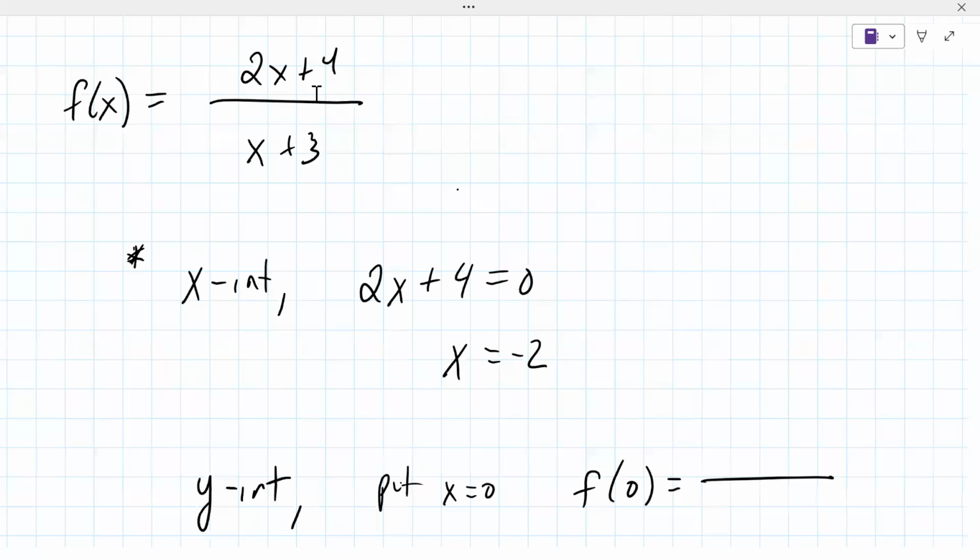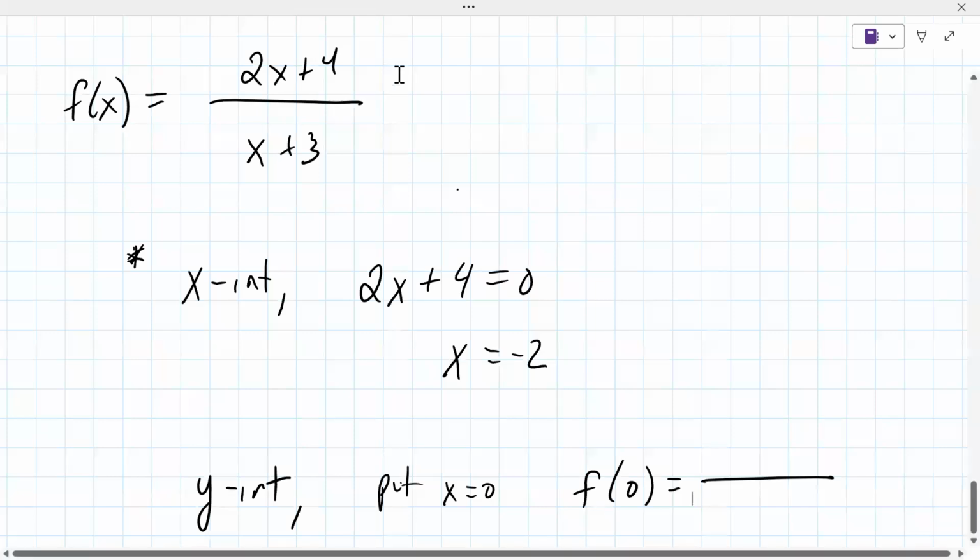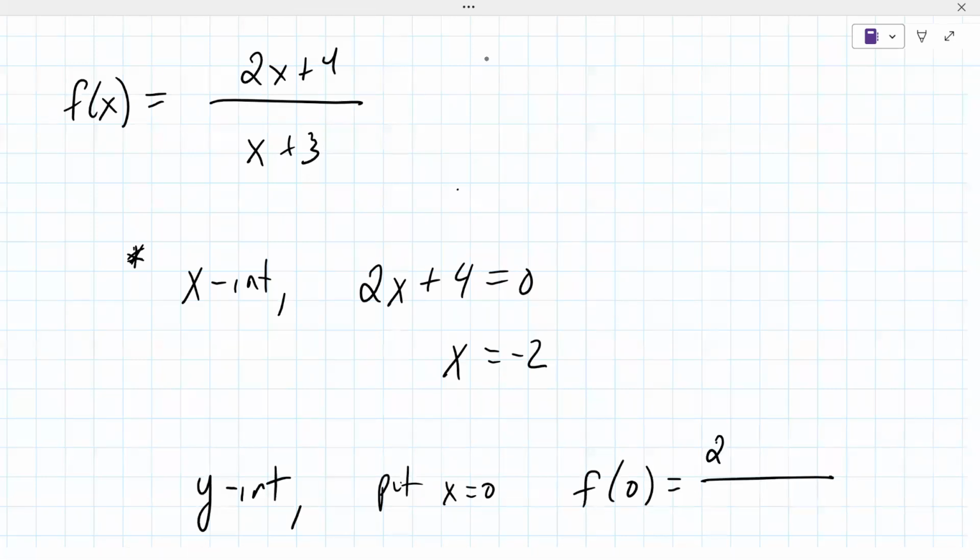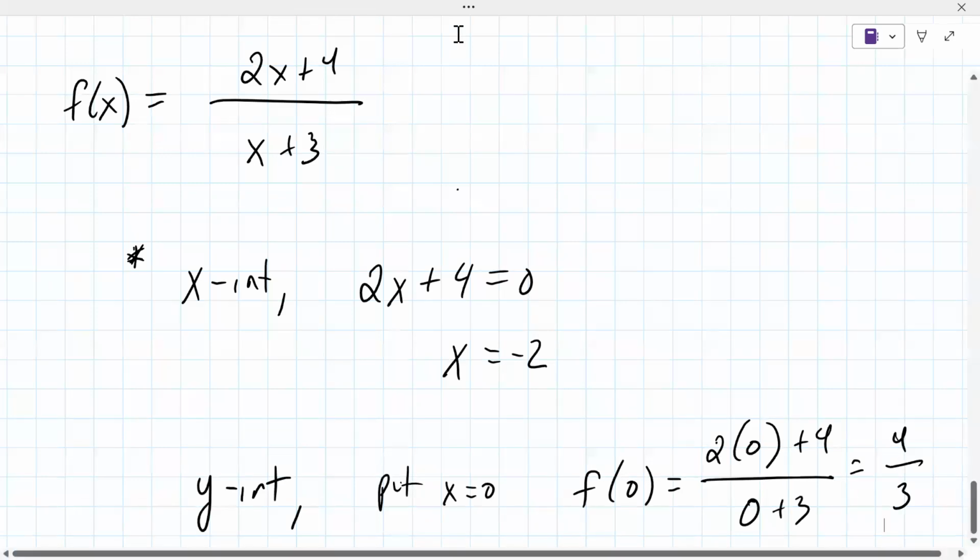2 times 0, plus 4. Anything else? 4 right there, and then for the x right here, x plus 3, that's gonna be, let me write that down. Yeah, 2 times 0 plus 4. That's gonna be a 4. 0 plus 3 is a 3. Okay, so what is the answer? 4 divided by 3. Let me get my calculator out. That's fine. 4 divided by 3 is good.